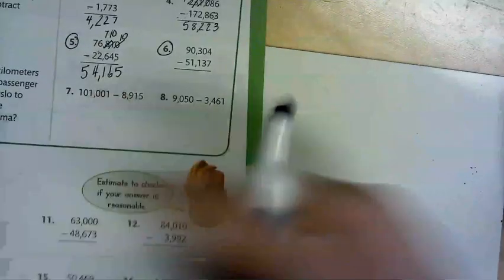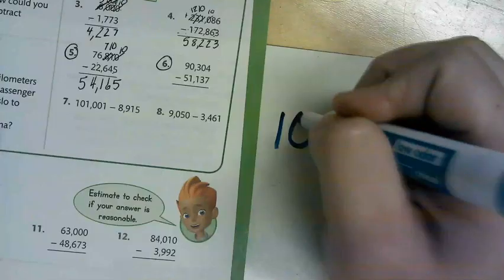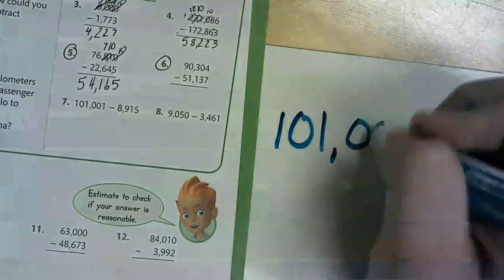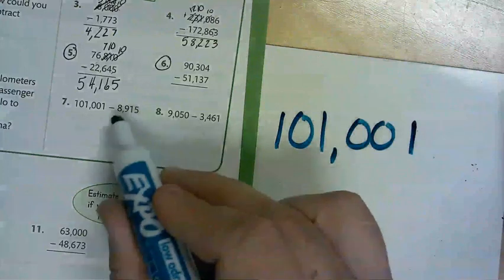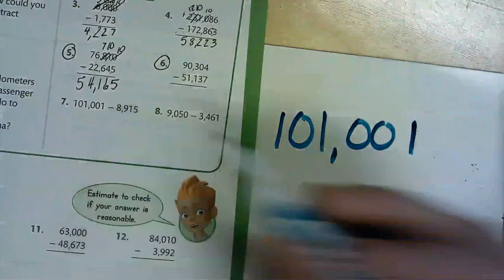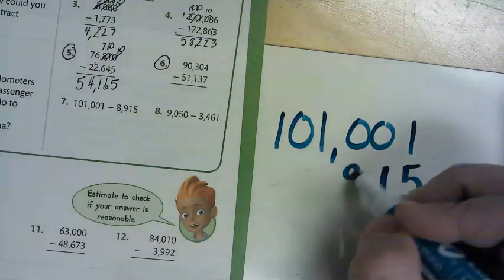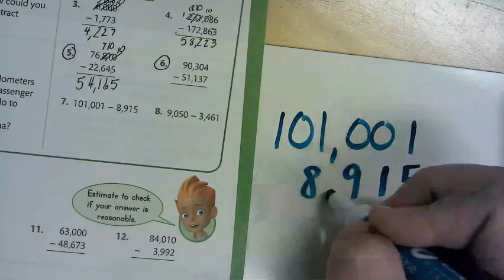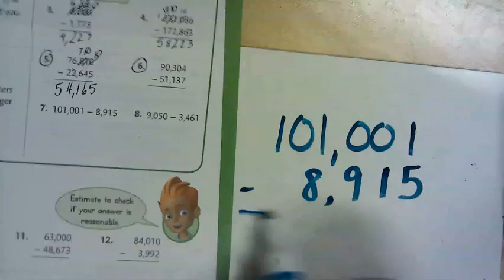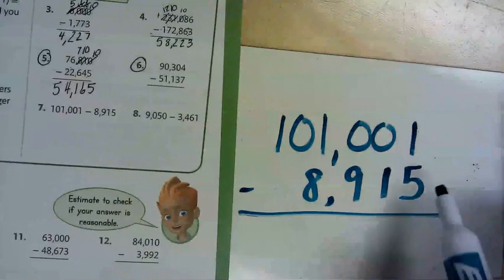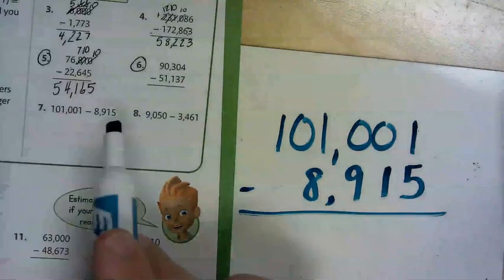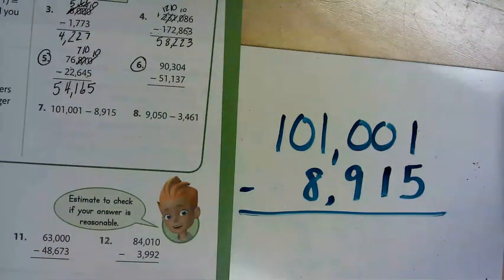So I start with my first number. So I'm putting 101,001. And I'm subtracting 8,915. This is why it's important to make sure that all of my place values line up, to make sure I can solve it, all right? So I took this horizontal one and I stacked up all of my place values so I could solve it.